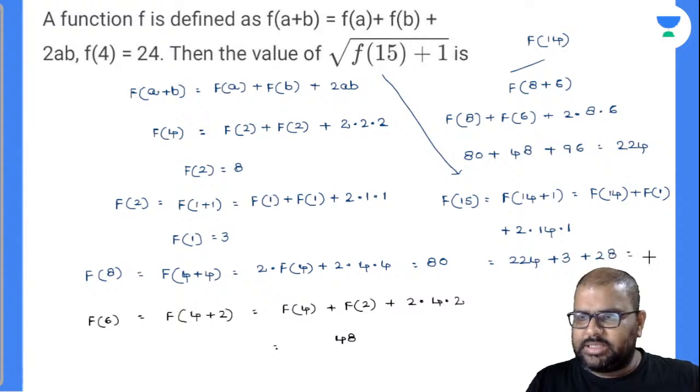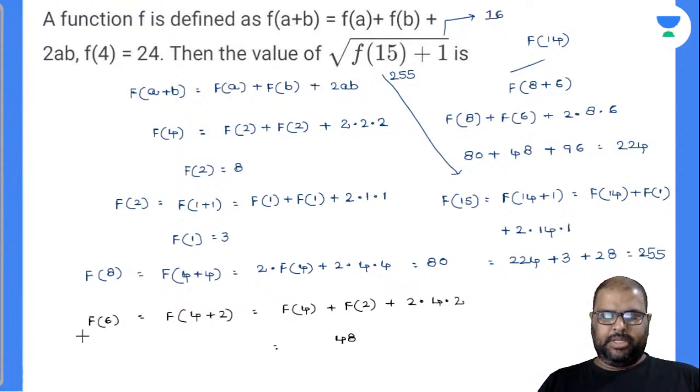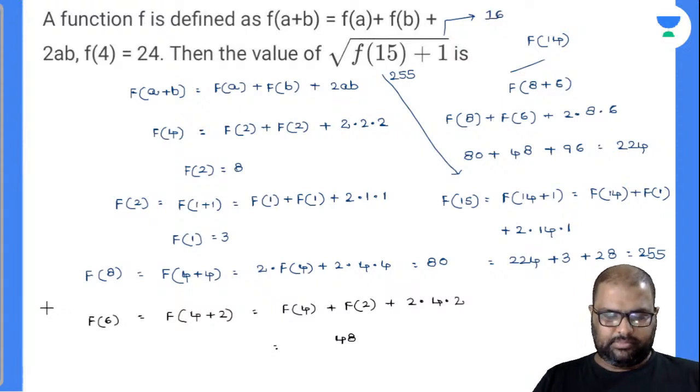Finally, what will be the answer there? Is it 255? Yes, it is 255. So I'll substitute 255 here. 255 plus 1 is 256 and your answer will be 16. Is this your answer there? Perfectly done.